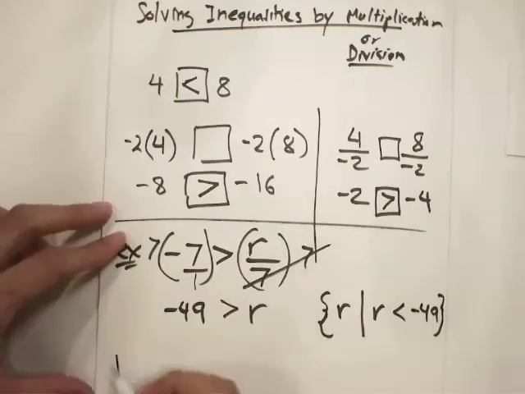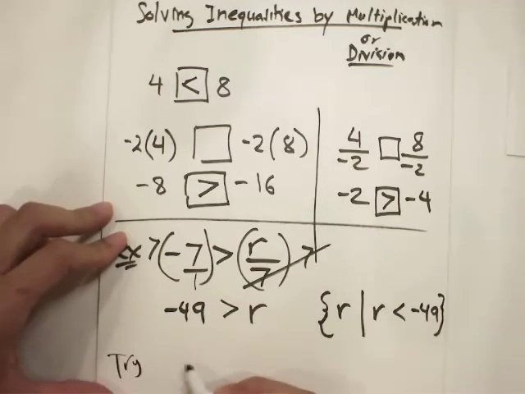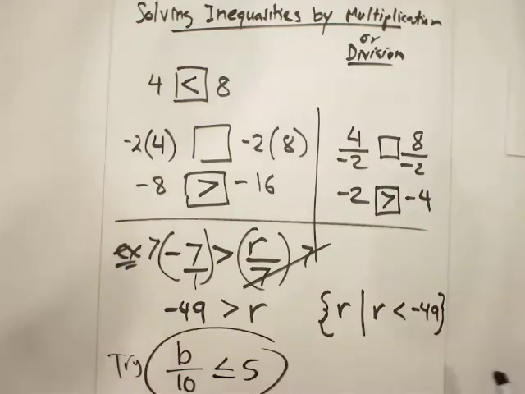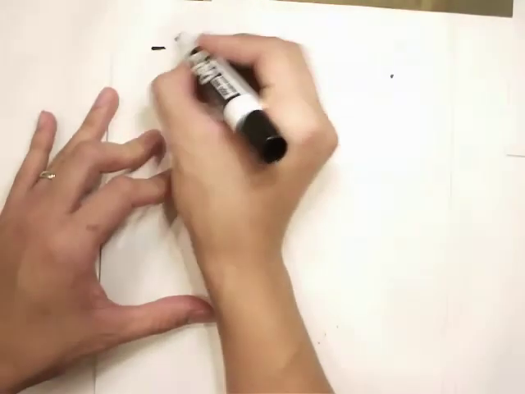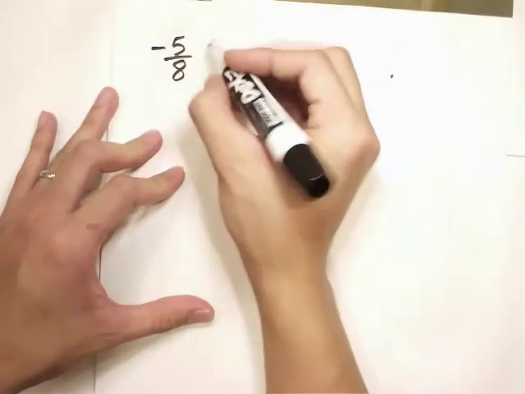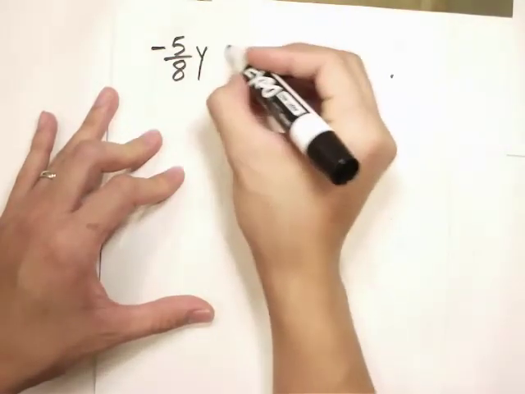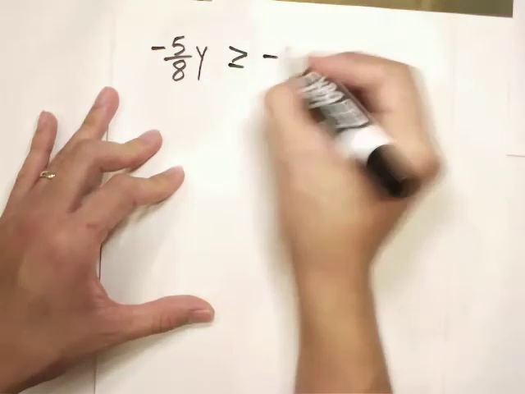Okay, so go ahead and try this example yourself. b over 10 less than or equal to 5. Don't forget, we only flip the symbol when we divide or multiply by a negative value. Okay, so here is an example of that. Pretend that I have -5/8 times y greater than or equal to -15.